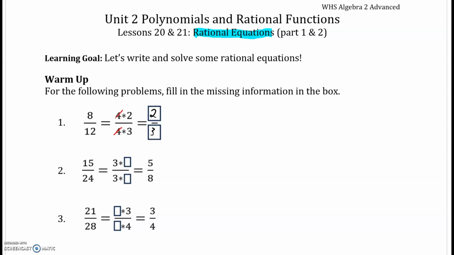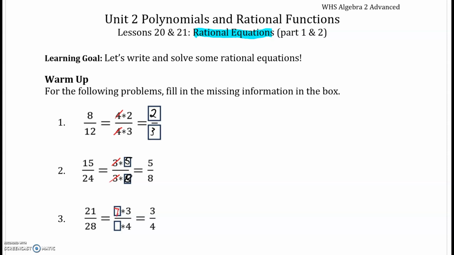Same thing for number 2. I have 15/24. I can rewrite 15 as 3 times 5, and I can write 24 as 3 times 8. Therefore, the common factor of 3 on the top and bottom cancel, and I end up with 5/8.